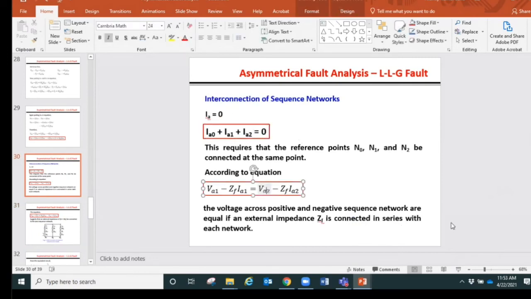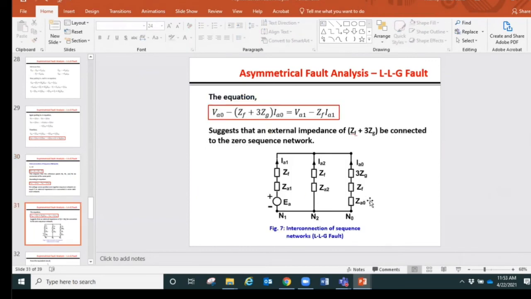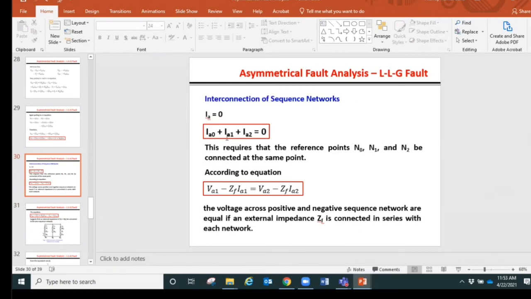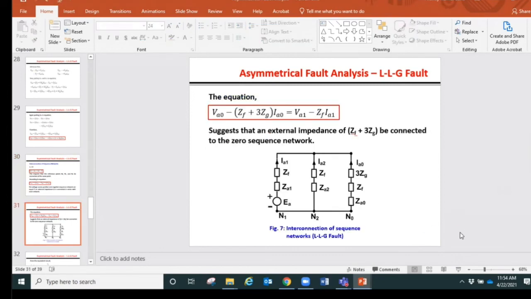And the other voltage equations ensure that they are actually connected in parallel. So if we have a double line to ground fault, we have to remember that IA will be equal to 0, and the sum of these three currents, IA0, IA1 and IA2, will also be equal to 0, giving rise to this interconnected sequence network.